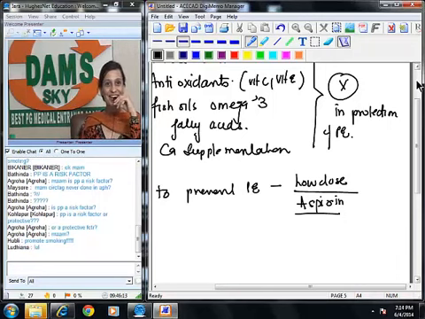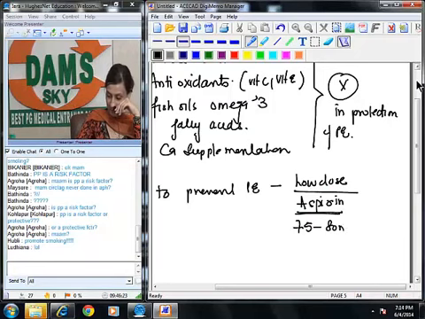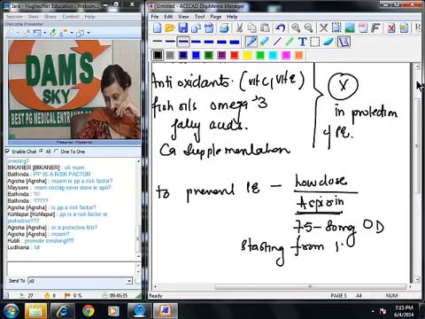Okay. So the only drug which can be given to prevent preeclampsia is low dose aspirin. And when we say low dose, how much should be given? 75 to 80 milligrams given daily, starting from 12 weeks.